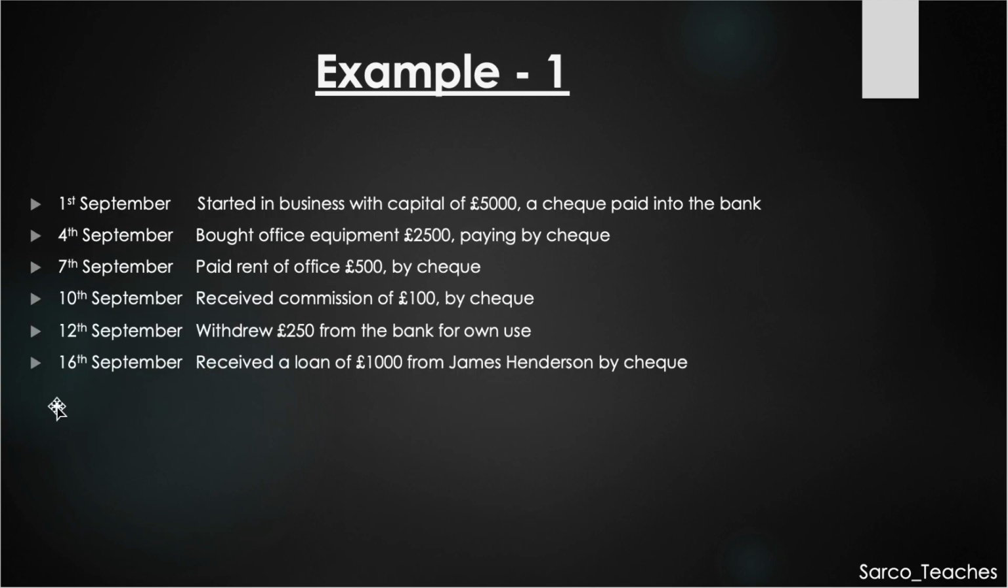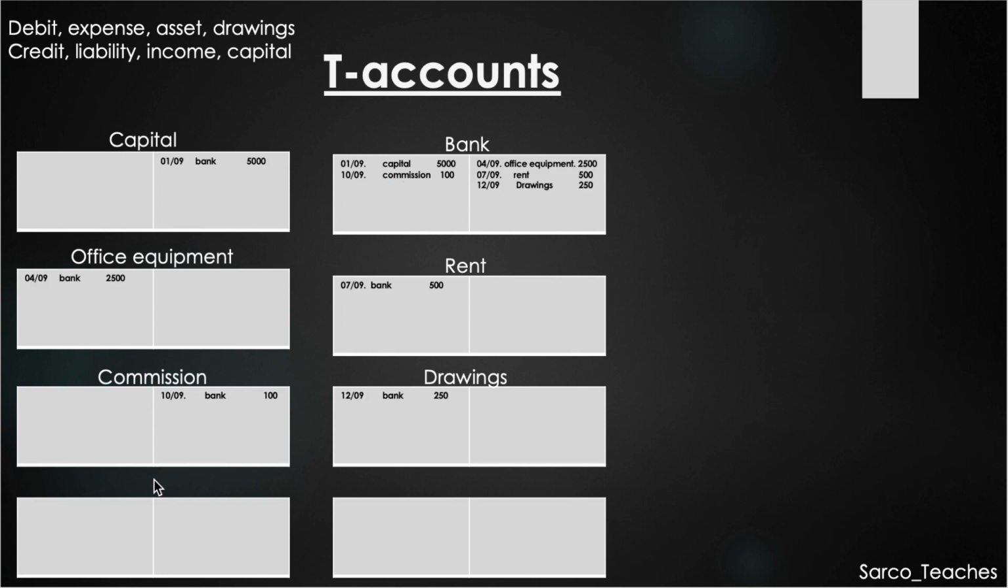Okay, our last adjustment. On the 16th of September, received a loan of £1,000 from James Henderson by check. So the two accounts that we'll be using is loan and bank. So for loan, a loan is a liability. It's money we owe. So we will be putting it onto the credit side because DEADCLIC tells us that.